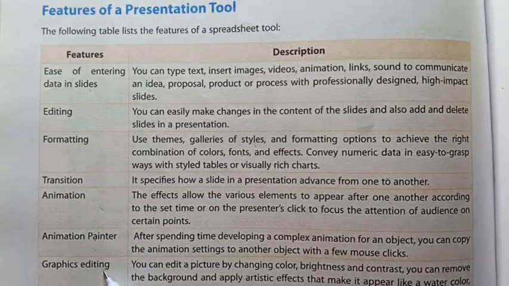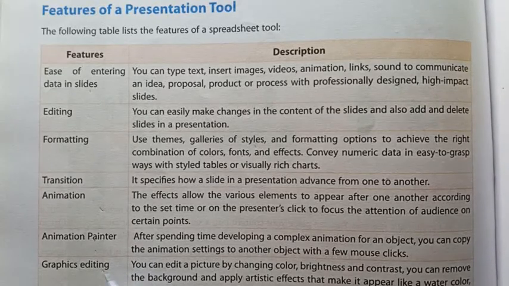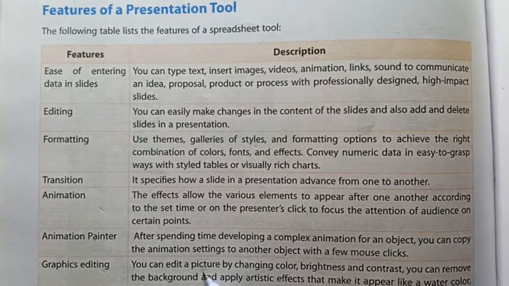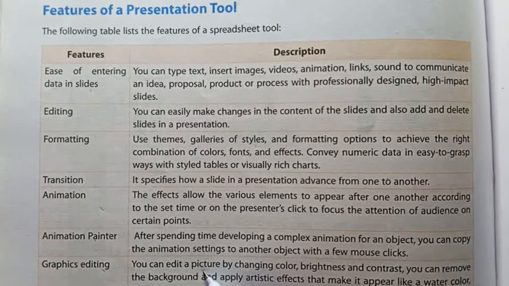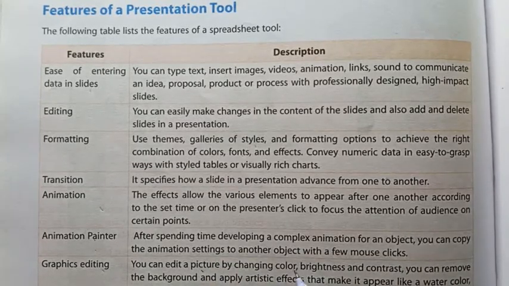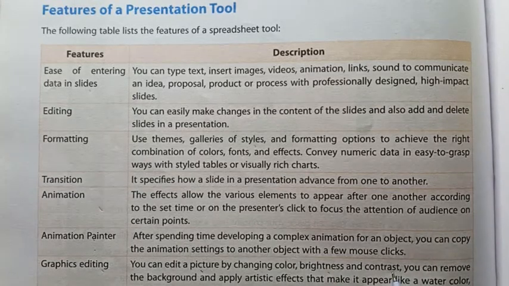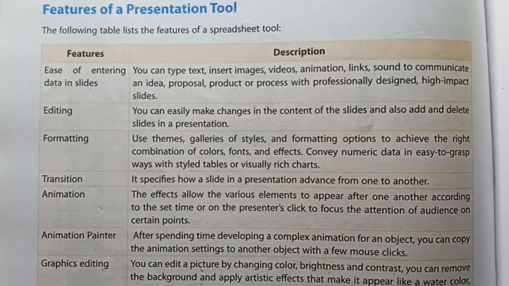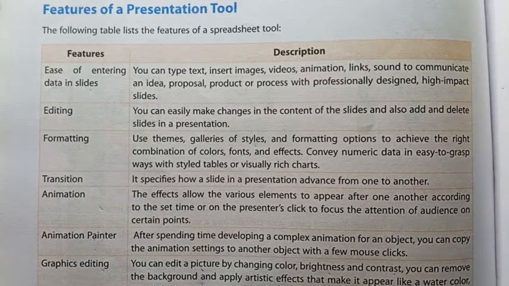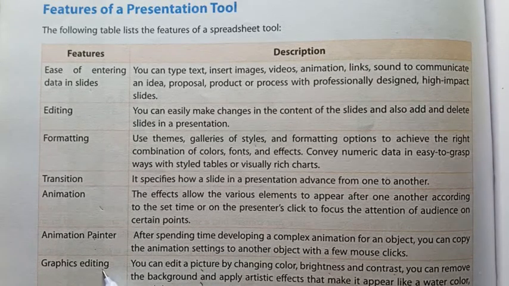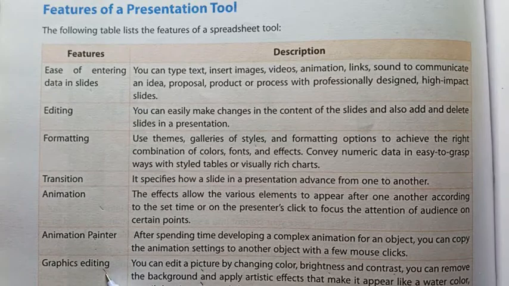Then we have the option of graphics editing. Graphics editing is that you can edit your picture. Now what a picture can be edited for? A picture can be edited by changing the color, by changing the brightness, by changing the contrast. Even we can remove the backgrounds of the picture and we can put our own artistic effects, artistic backgrounds. That all can be done with the graphics editing.